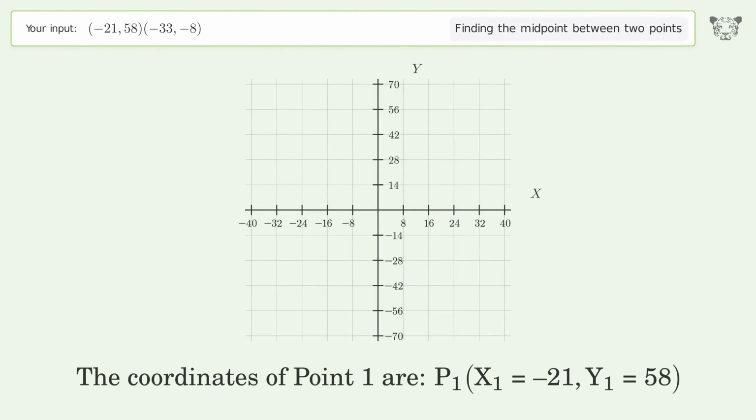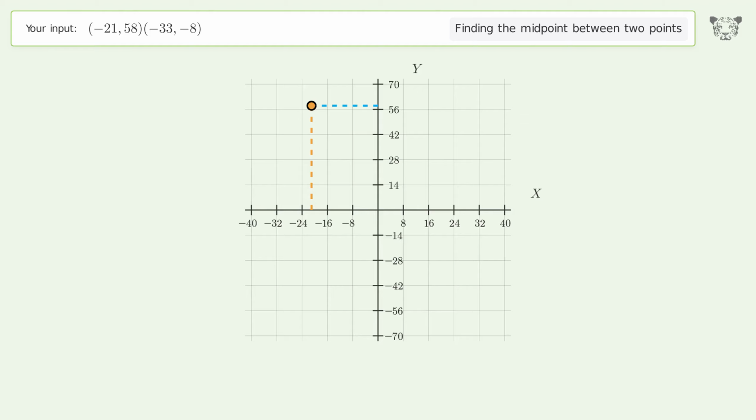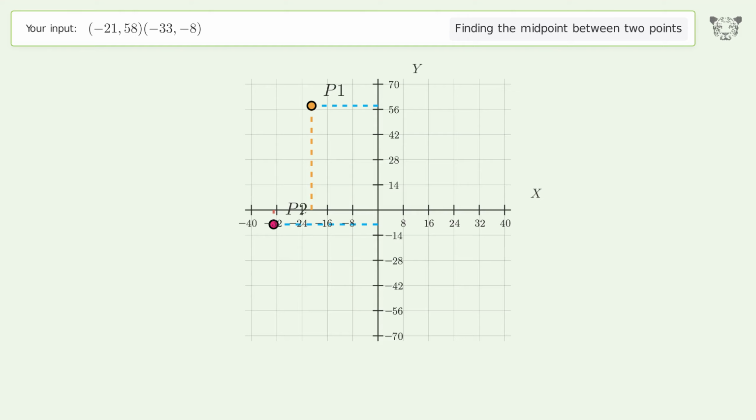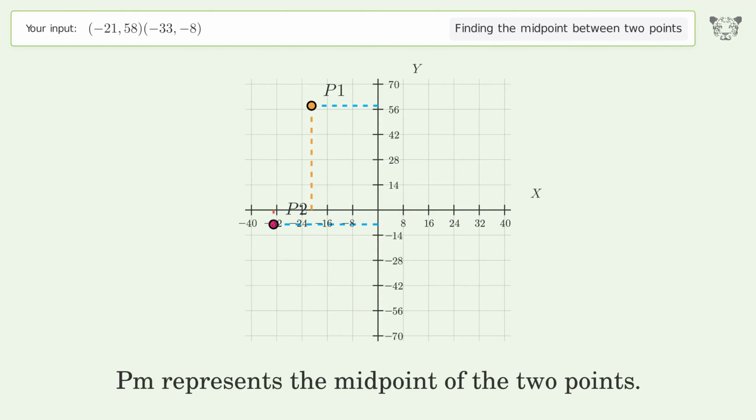The coordinates of point 1 are, x1 equals negative 21, y1 equals 58. The coordinates of point 2 are, x2 equals negative 33, y2 equals negative 8. PM represents the midpoint of the 2 points.